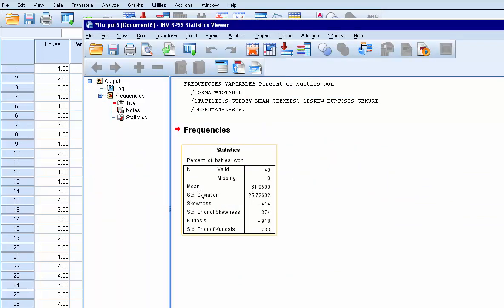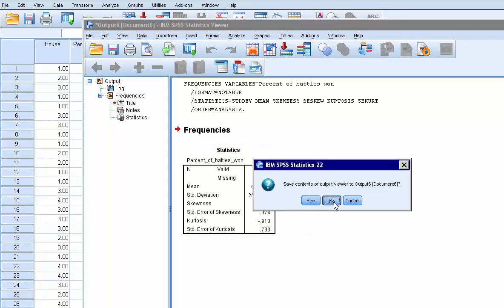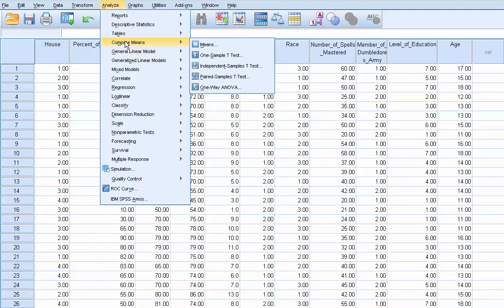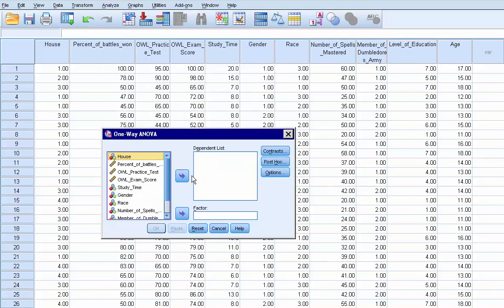Now here we can see our mean, standard deviation, skewness at -0.414, and kurtosis at -0.918. Now, as long as these numbers are between -2 and +2, we have no issues. So we can continue with our ANOVA. So then we would go to Analyze, Compare Means, One-Way ANOVA, and our house will go as the factor, and our percentage of battles won will go to our dependent list.